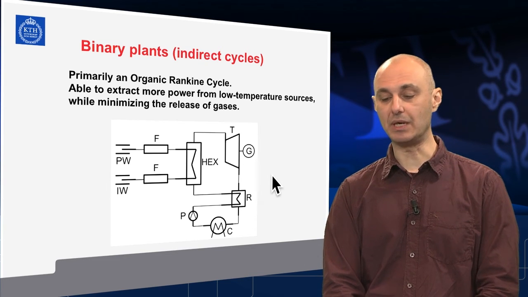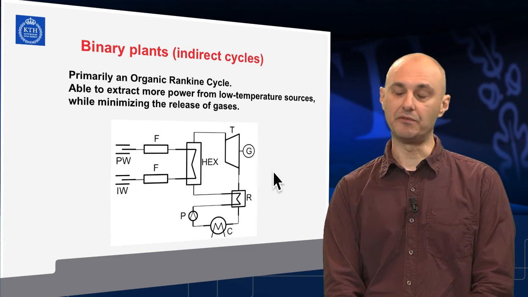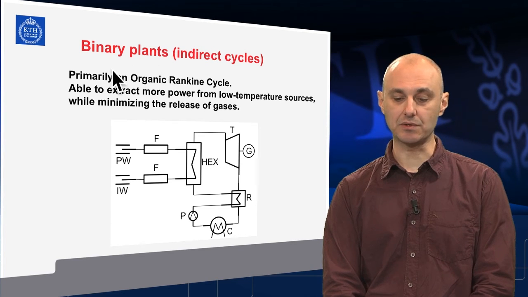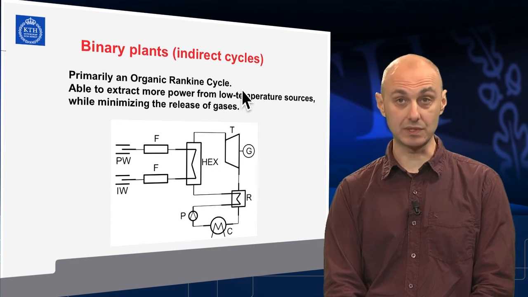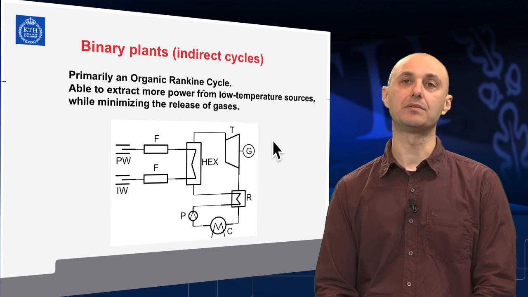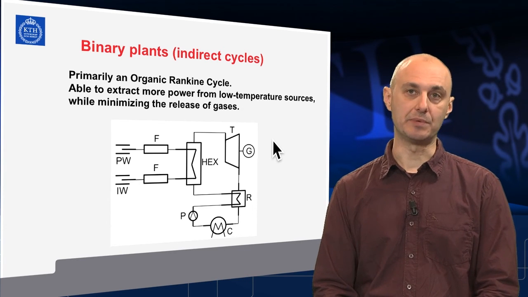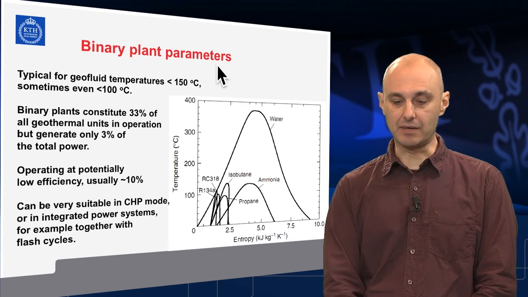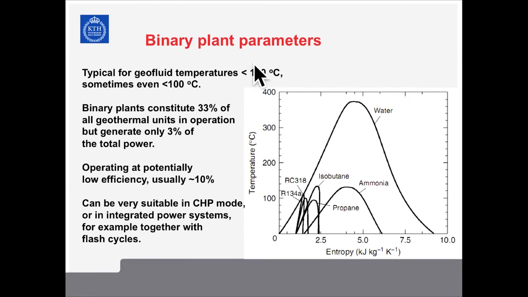However, water steam is not good for very low temperatures, and the binary plants, in most cases being based on organic Rankine cycles, mostly are being applied to comparatively low temperature sources. As a rule of thumb, binary plants are very suitable for geofluid temperatures below 150 Celsius, sometimes even below 100.